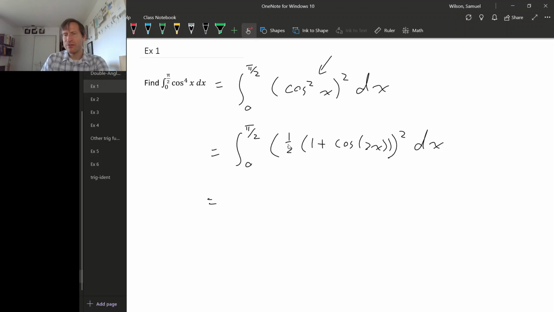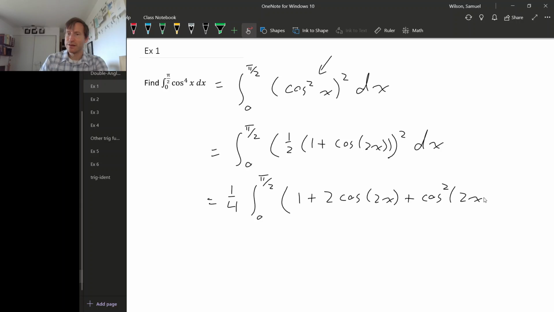Let's move this 1/2. This squaring is going to make this 1/2 into 1 over 4, and let's move that outside the integral. Integral from 0 to pi over 2. Okay, now we need to square 1 plus cosine 2x. So that's 1 plus 2 cosine 2x plus cosine squared 2x. So we've made progress because we started with a 4th power of cosine, and now we're down to just a 2nd power of cosine. But since we do have a 2nd power of cosine, we need to use that identity again.